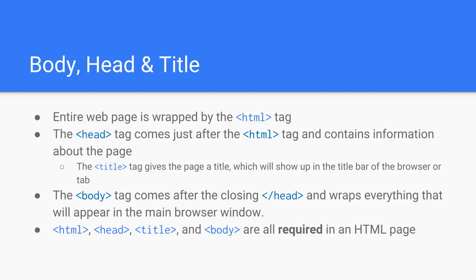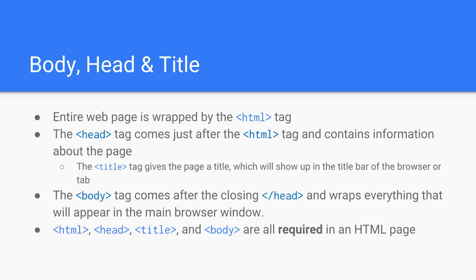So first, some required elements that every page has to have. The first is the HTML tag. After our doctype, which should be the very first thing, the entire web page is wrapped by an HTML tag or an HTML element. It's just a way of saying this is HTML. Following that, the head tag comes just after the HTML and contains information about the page, so meta information. We'll use meta tags even.